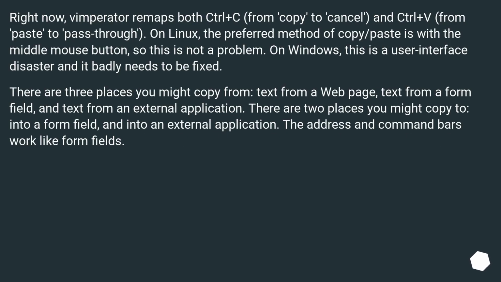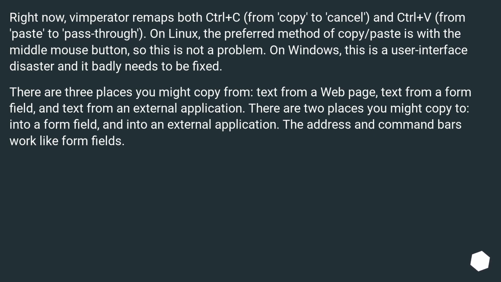Right now, Vimperator remaps both Ctrl+C from copy to cancel and Ctrl+V from paste to pass through. On Linux, the preferred method of copy/paste is with the middle mouse button, so this is not a problem. On Windows, this is a user interface disaster and it badly needs to be fixed.